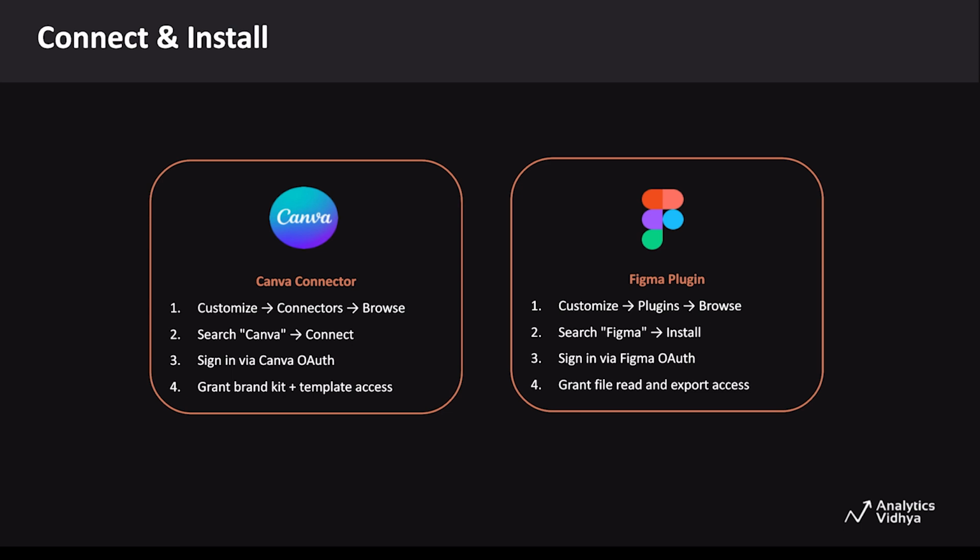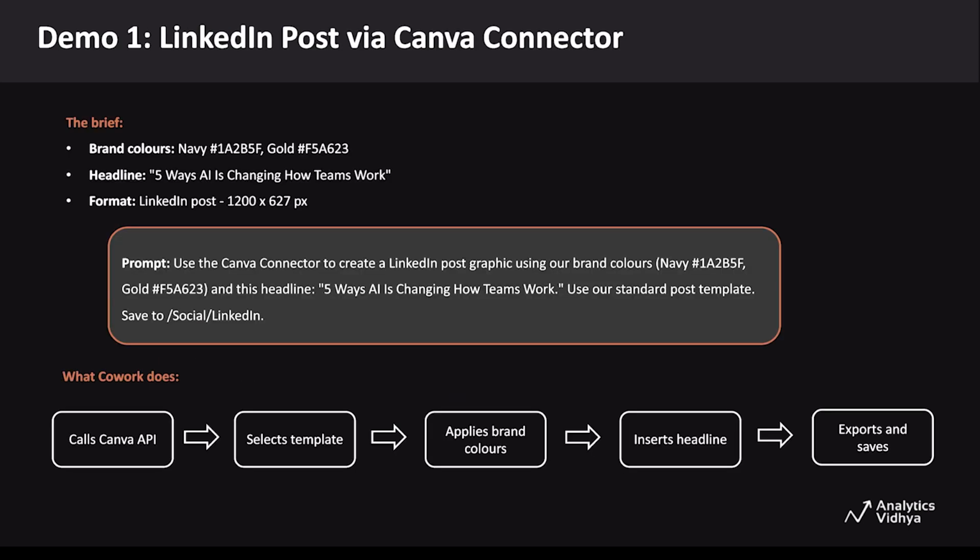For Figma, go to Customize then Plugins because Figma is a code-level plugin and not a connector. Search for Figma, click Install, and sign in to grant file read and export permissions. Once both are set up, run the two test prompts to confirm each connection is live before starting any real task. Here is the first demo.